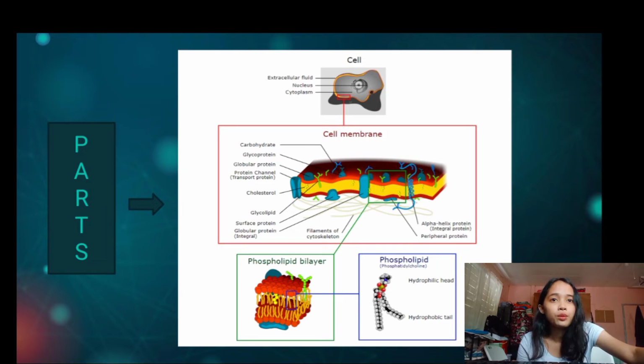So the parts of the cell membrane. We have here the carbohydrate, the glycoprotein, the globular protein, the protein channel or the transport protein, the cholesterol, the glycolipid, the surface protein or the globular protein integral, the filaments of cytoskeleton, the alpha helix protein, and the peripheral protein. And also we have here the phospholipid bilayer, as you can see, and the phospholipid, we have the hydrophilic head and the hydrophobic tail. So those are the parts.